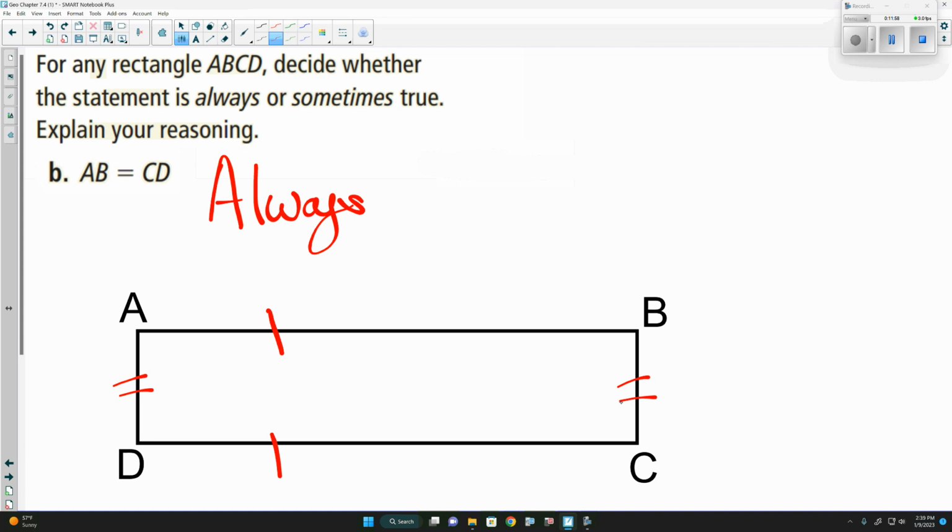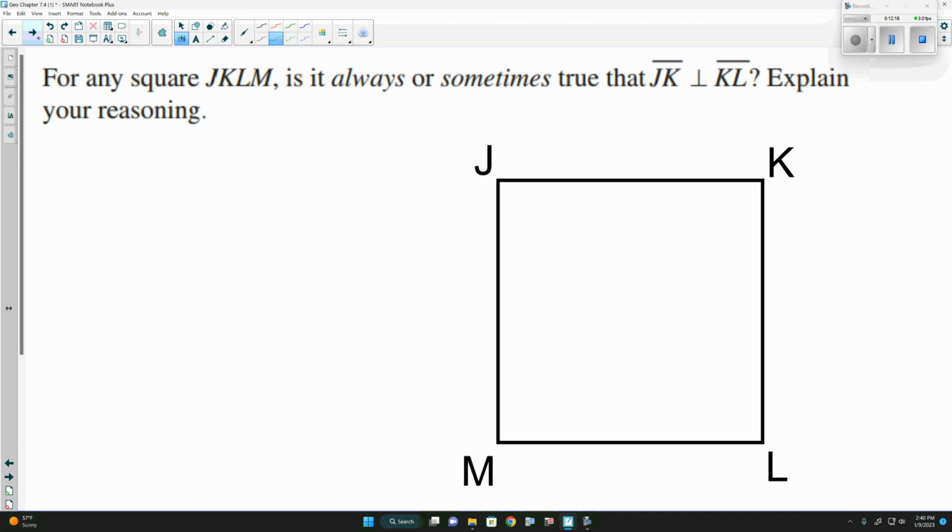Because if all four sides are congruent, it could be a rhombus, and rhombuses don't necessarily have all the same angle. If it's a rectangle and all four sides are congruent, then all the angles are the same, if that makes sense. For any square JKLM, is it always or sometimes true that JK and KL are perpendicular?